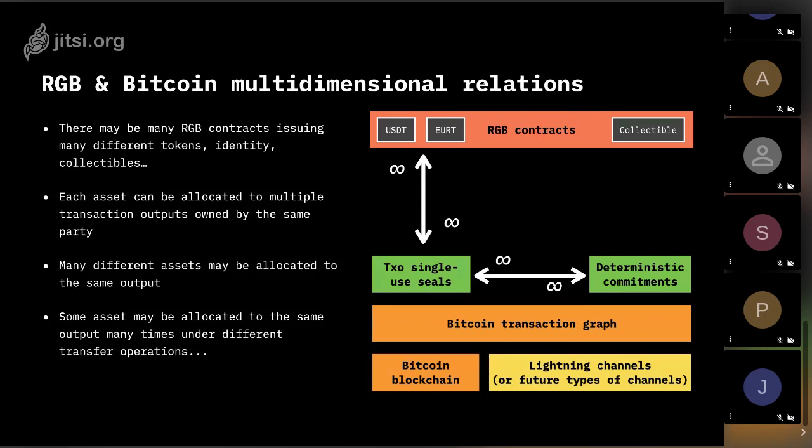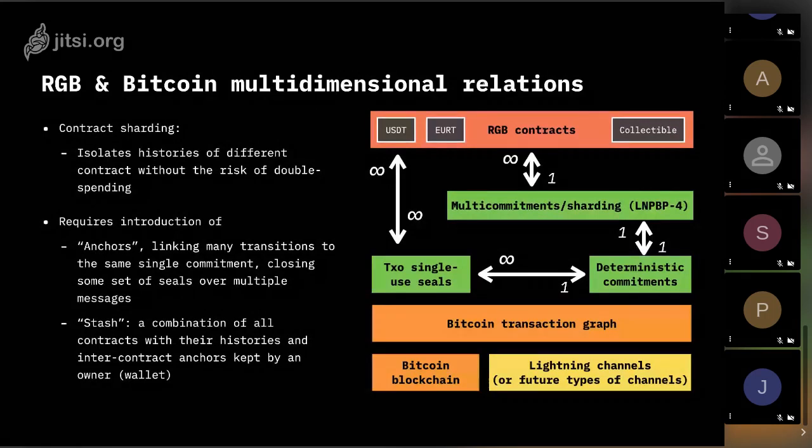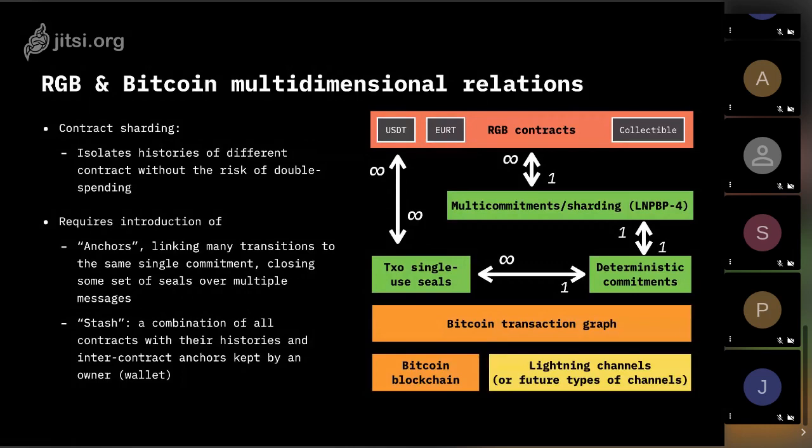So that's why we had to introduce another layer, which is named multi-commitment, the sharding layer, which basically abstracts the assets from each other and allows this complex functionality. And this sharding layer isolates histories of different contracts without a risk of double spending. It is defined by the LNPBP4 standard. You may look into it if you're interested. And because of that, we had to introduce another level of complexity into RGB itself, the stuff that we name anchors and stash.